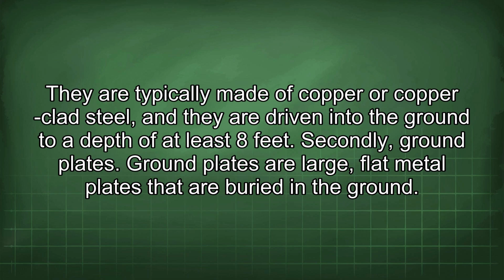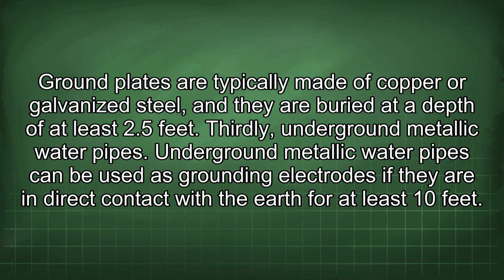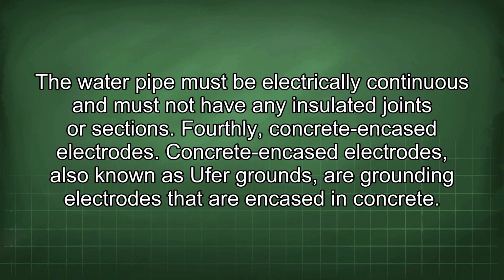Secondly, ground plates. Ground plates are large, flat metal plates that are buried in the ground. Ground plates are typically made of copper or galvanized steel, and they are buried at a depth of at least 2.5 feet. Thirdly, underground metallic water pipes. Underground metallic water pipes can be used as grounding electrodes if they are in direct contact with the earth for at least 10 feet. The water pipe must be electrically continuous and must not have any insulated joints or sections.